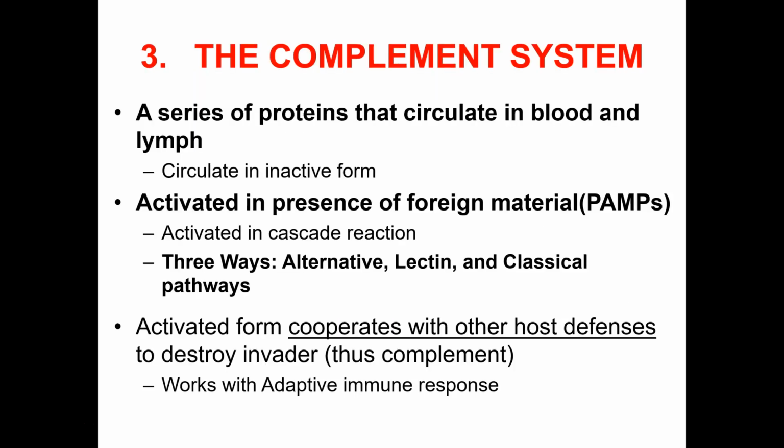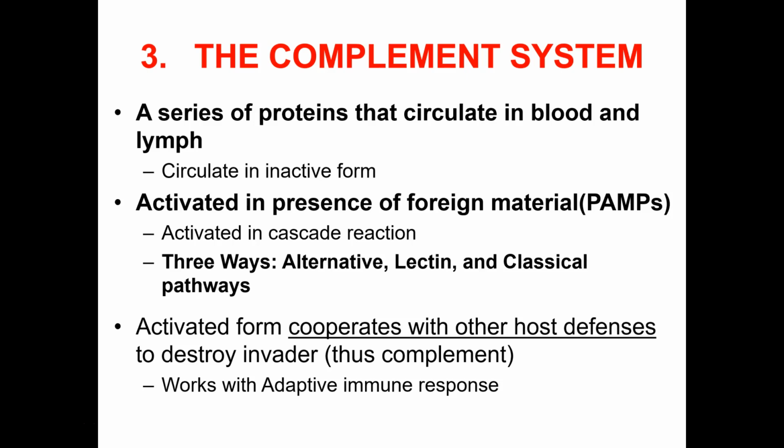All right, now, this is going to be the last thing I go through because I'm going to go a few minutes long. The most complicated sensor system we've got is the complement system. So, NOD-like receptors, toll-like receptors, they are associated with your cells. The complement system is not. It is free-floating proteins found primarily in your blood and lymph.